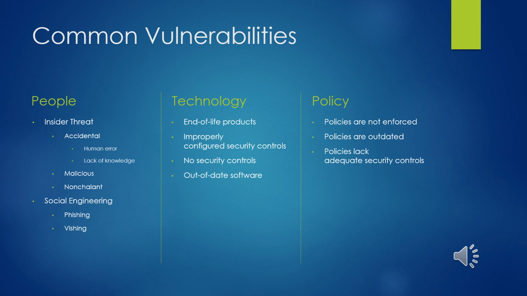The technology that powers the information system requires continuous attention and care. End-of-life products are an unnecessary risk. They should be replaced with current equivalent models that actively receive security updates. A lack of or improperly configured security controls on hardware and software creates holes in the information system for an attacker to exploit, as does software that is not routinely updated.